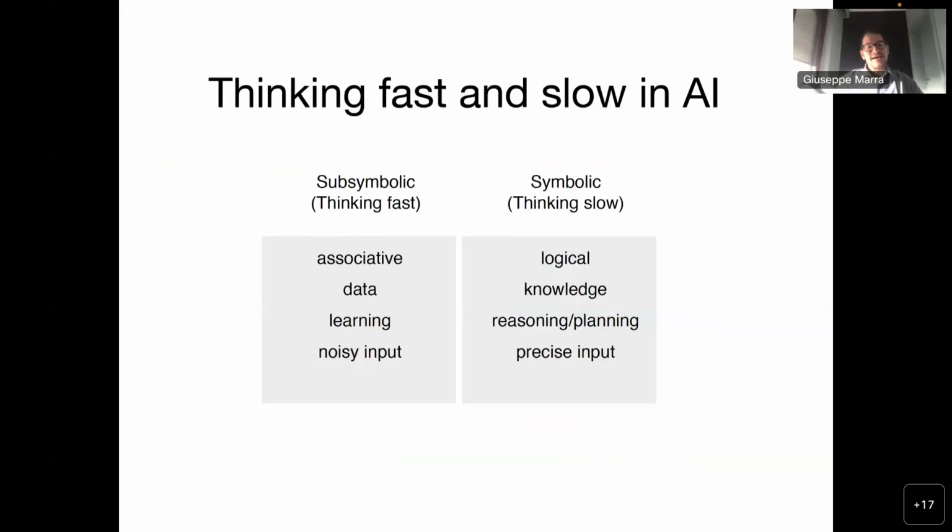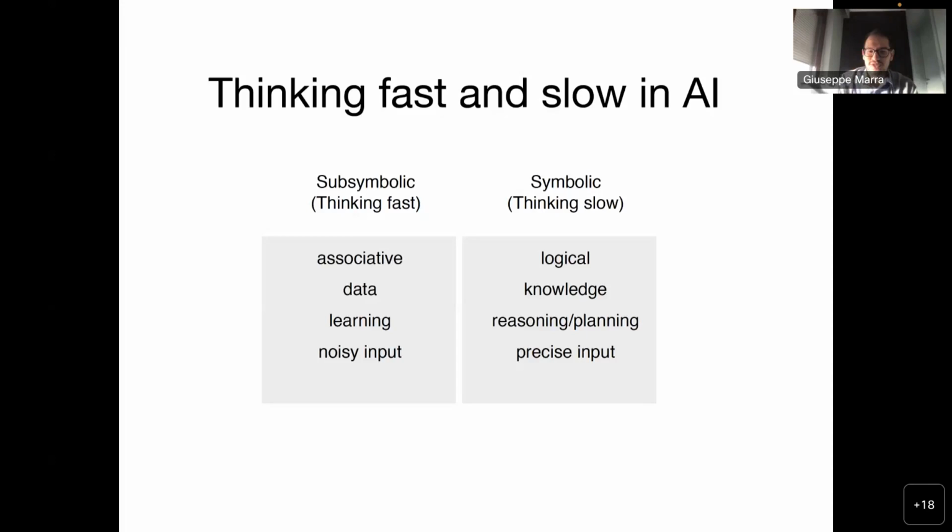And the nicest thing about this division is that artificial intelligence and computer science have often been divided in communities that focus on one or the other. So thinking fast is usually connected to what is called sub-symbolic reasoning and thinking slow to symbolic reasoning, but similar terms for the sub-symbolic part are also associative, task, data-oriented, learning-based, or noisy inputs. While for symbolic, we have logical, knowledge-based reasoning and planning, and precise input. So this distinction seems to be pretty adherent also in the field of artificial intelligence.